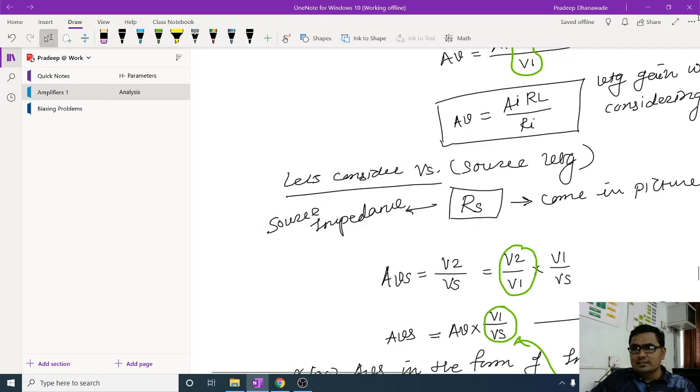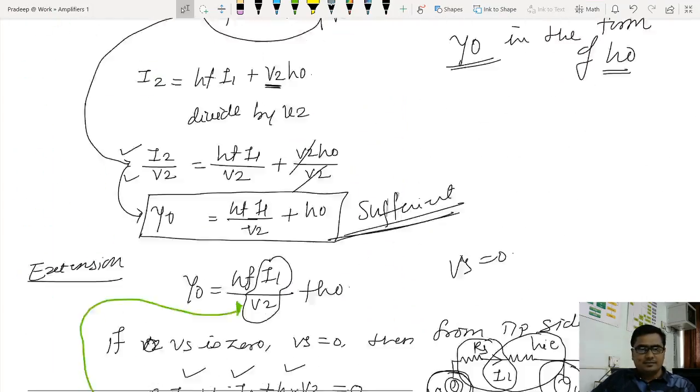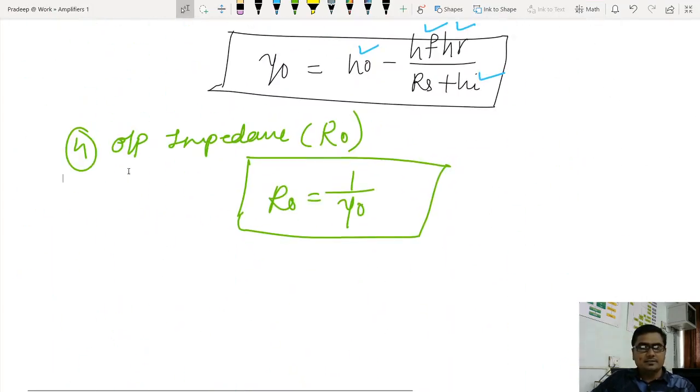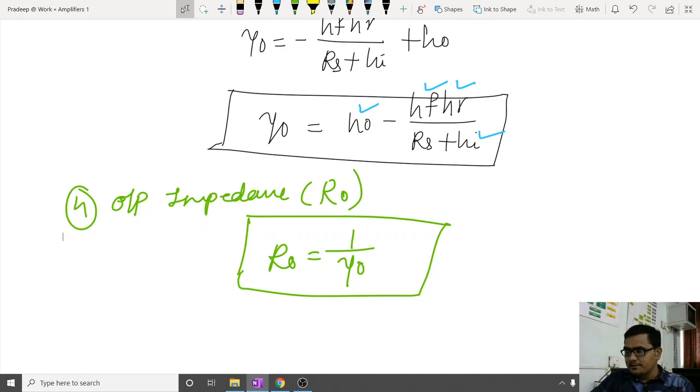So in the last lecture, we have derived four parameters, and the last parameter that we have derived is output impedance. Output impedance also we have finished with. Now these are the four amplifier parameters we have derived for the transistorized hybrid model: input impedance, output impedance, the current gain, and the voltage gain.